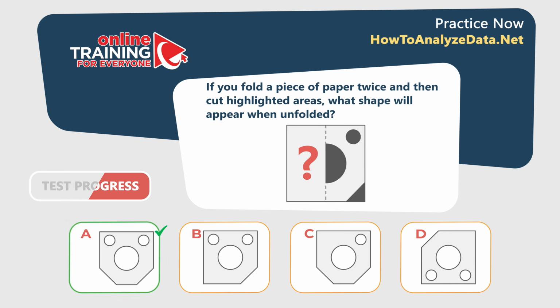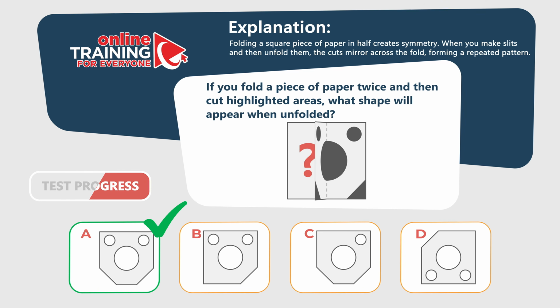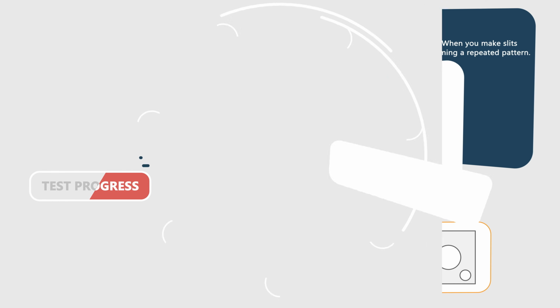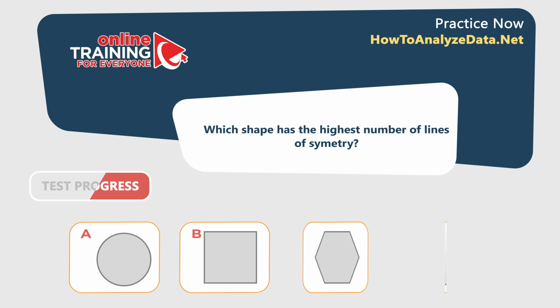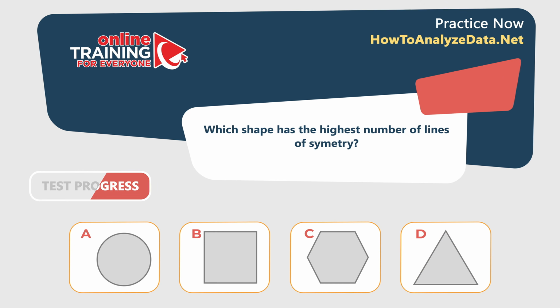The correct answer is choice A, and here's why. Folding a piece of paper in half creates symmetry. When you make cuts and then unfold it, it creates a repeated pattern. Which shape has the highest number of lines of symmetry? A. Circle, B. Square, C. Hexagon, or D. Triangle?